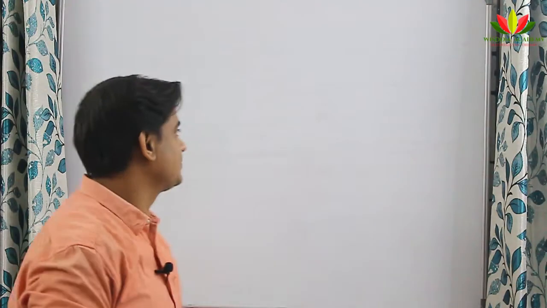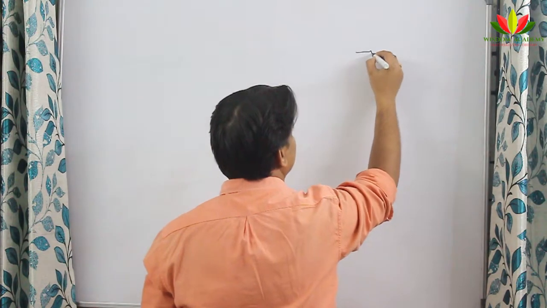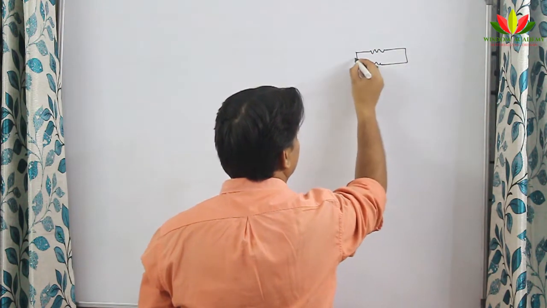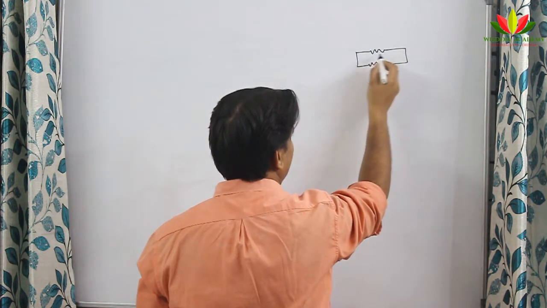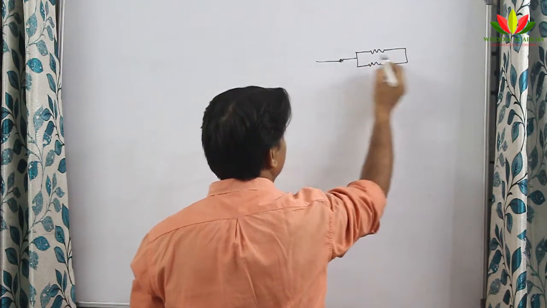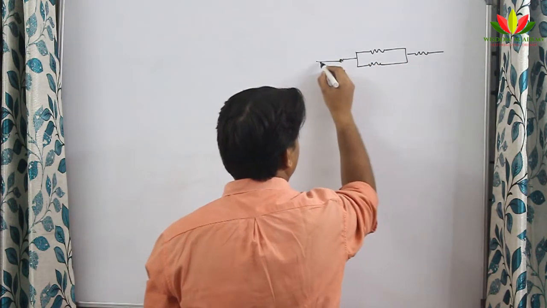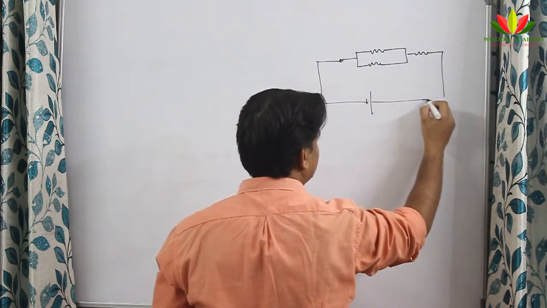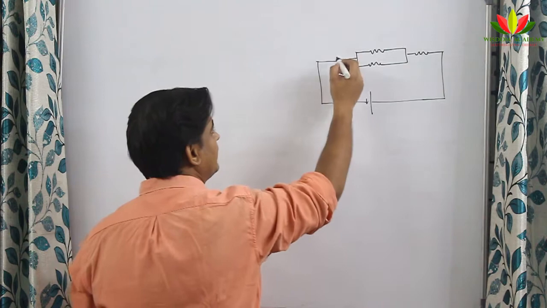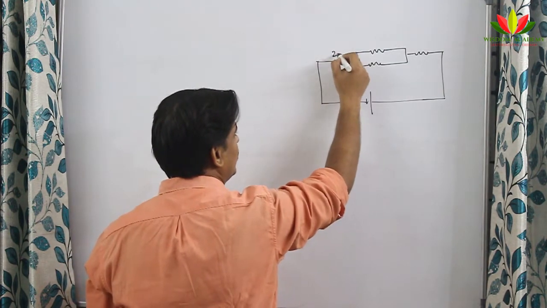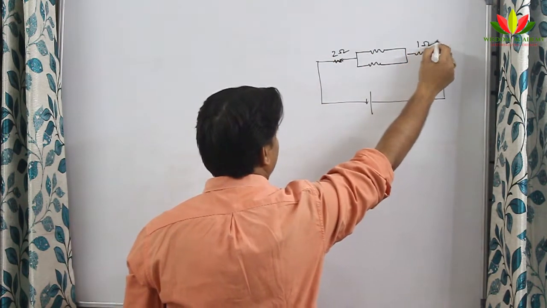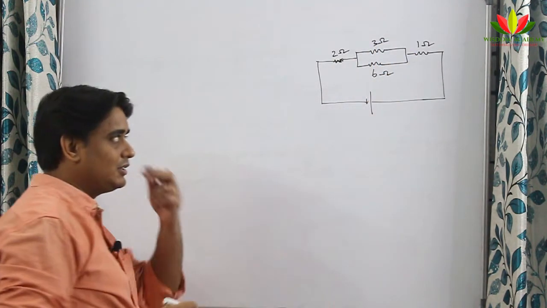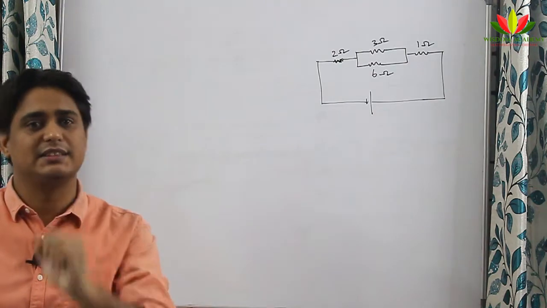Let us see one question. Suppose I have some assembly like this, where I have two resistors in parallel, one here and another one here, and everything is connected to a potential difference. They have given the value of each resistance. Let this be 2 ohm, let this be 1 ohm, let this be 3 ohm, let this be 6 ohm. And they have asked you to find the equivalent resistance.